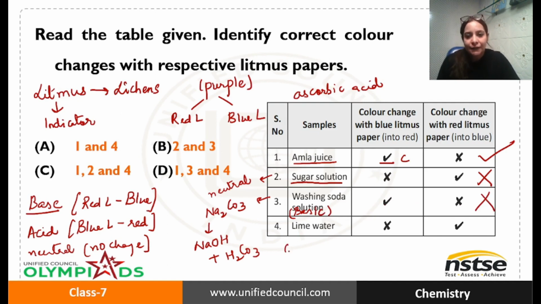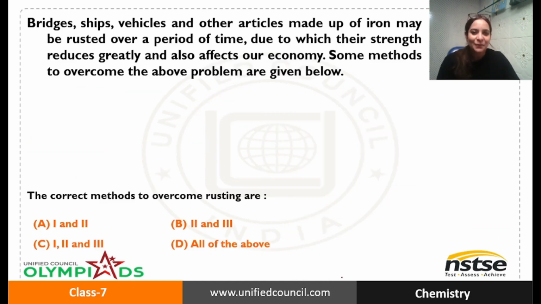Lime water, what is lime water? Lime water is Ca(OH)2, that is a base. So bases turn red litmus blue. So it is turning red litmus blue and not affecting blue. That means the information given is correct. So out of this, option A states the correct information. So the correct answer is option A with correct information about the samples.